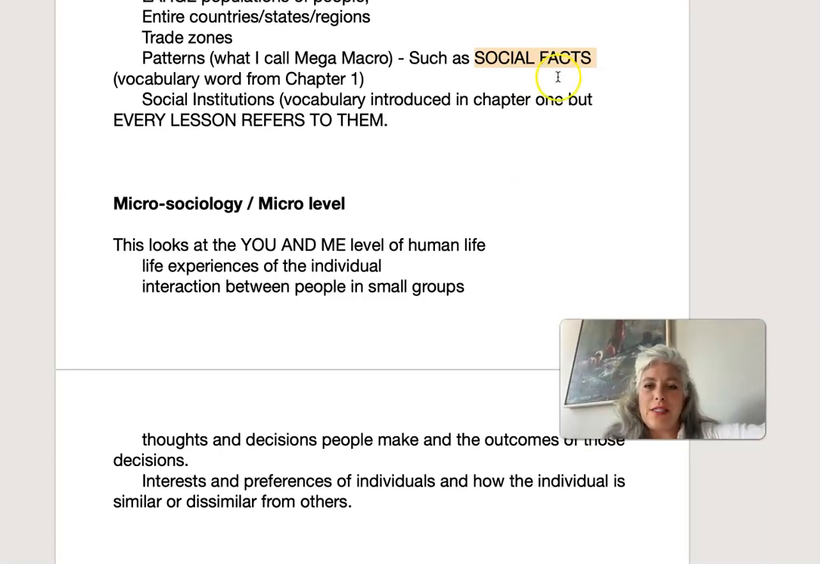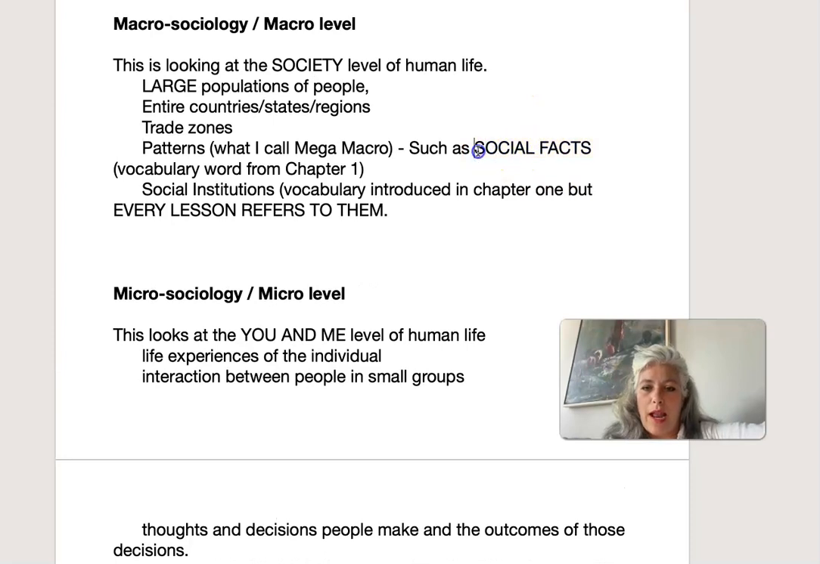So for instance, social facts, here's a word that I have highlighted up here underneath macro sociology. And this is one of the macro scale components of the mega macro scale. Actually, I would put social facts under mega macro scale parts of society, because it's a pattern way of thinking, feeling, and acting that exists on the macro scale, but it brings about behavioral outcomes from us on the micro scale because we respond to these patterns.